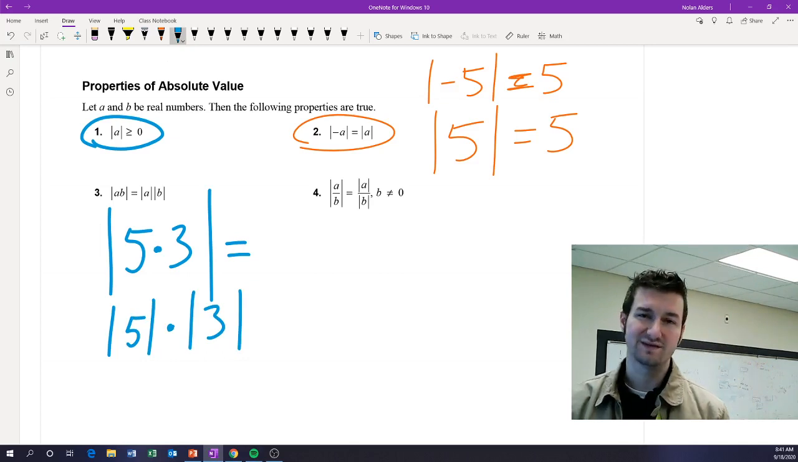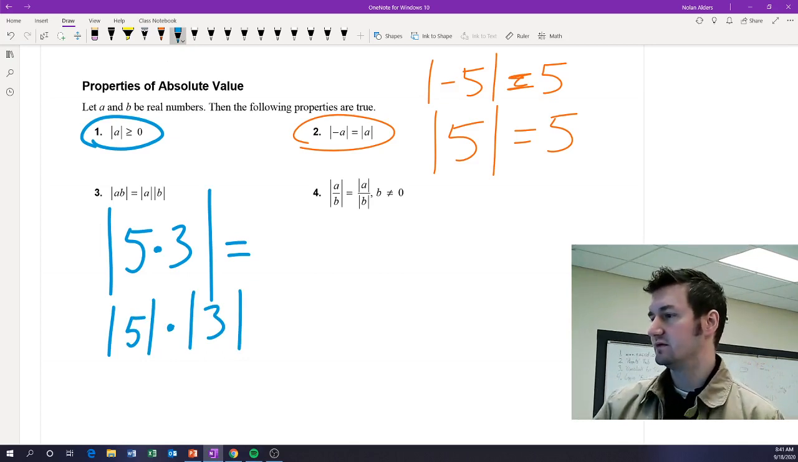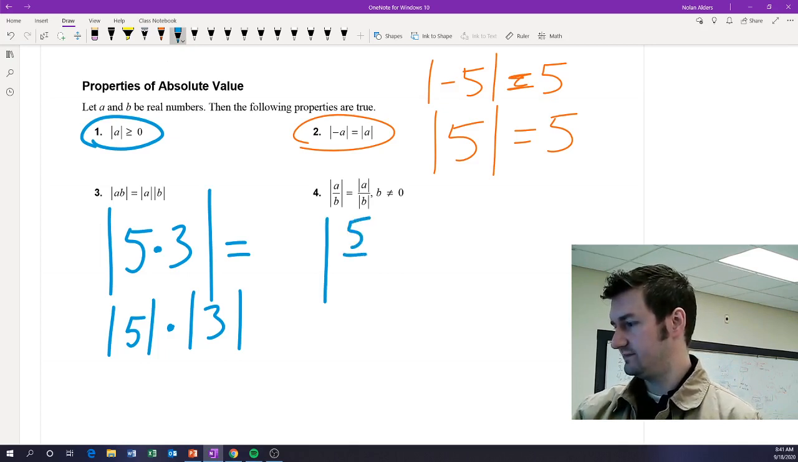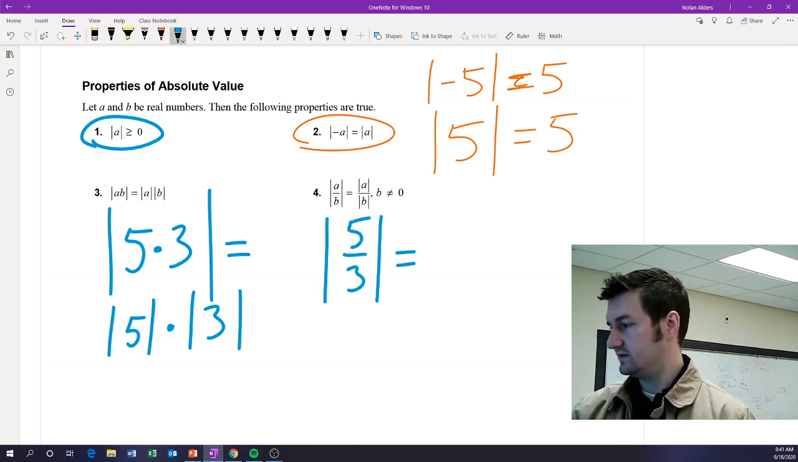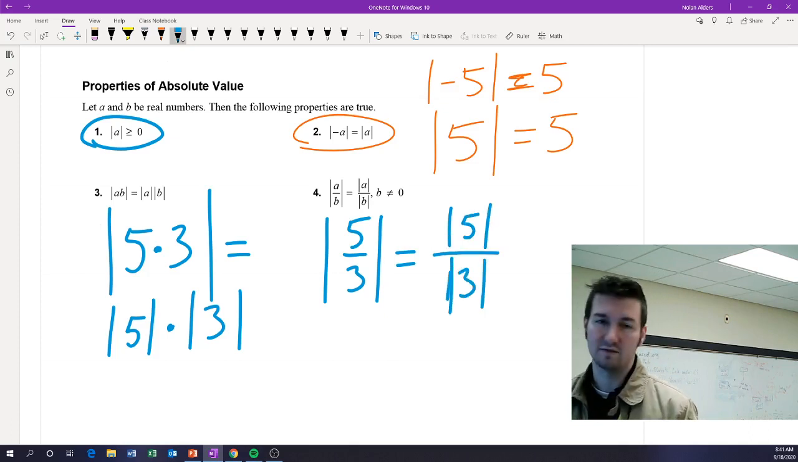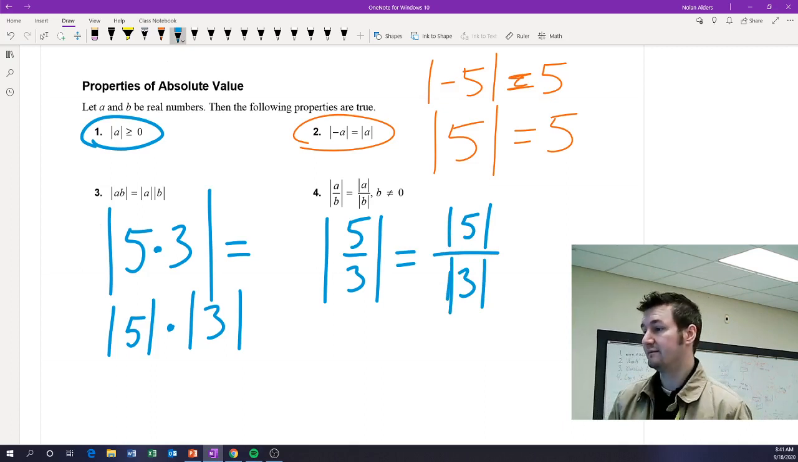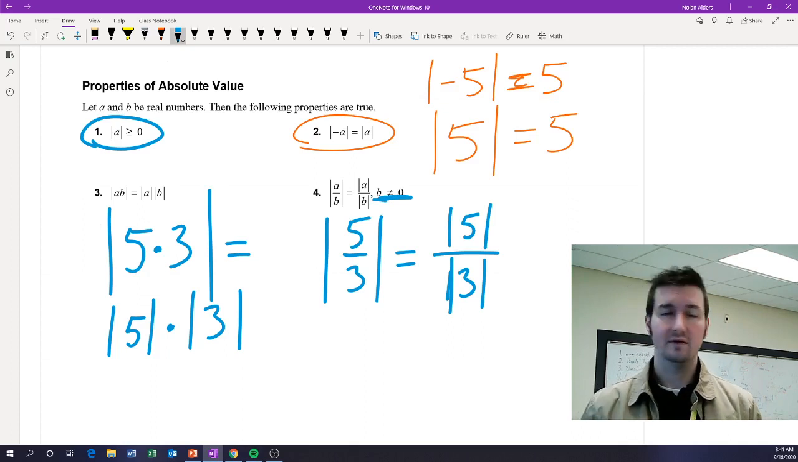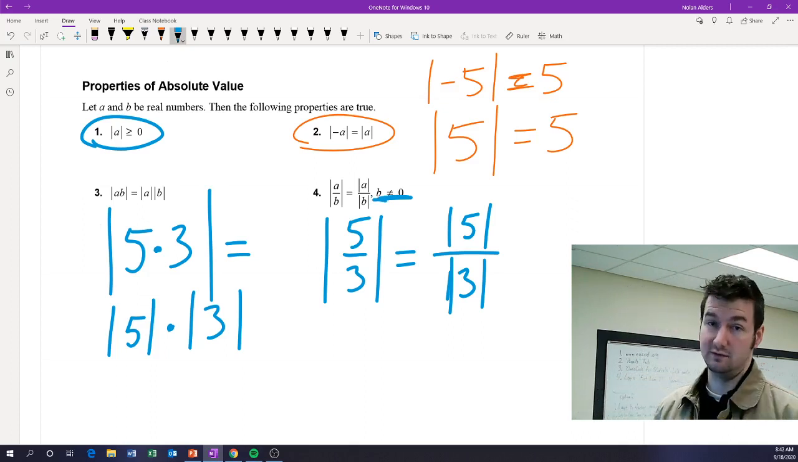Okay, and it works the same way with division. So absolute value of 5 over 3 is the same as the absolute value of 5 divided by the absolute value of 3. So just realize that that is something that you can do. Also, our denominator can't be equal to 0 because you can't divide by 0.